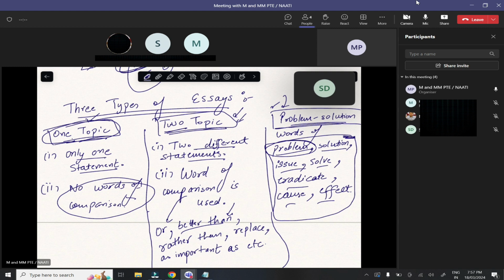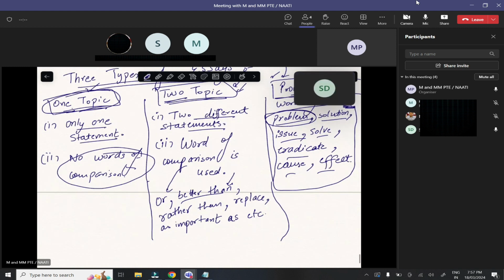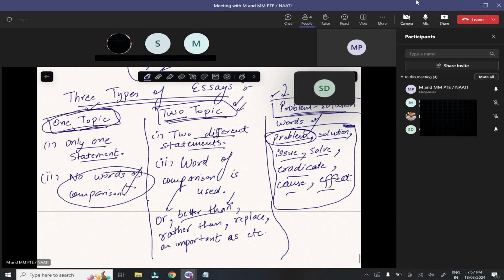Everyone clear with the difference in the three types? Yes. Muhammad and Mansa, you're also clear, right? Yes, sir. Okay. Yeah, all good.